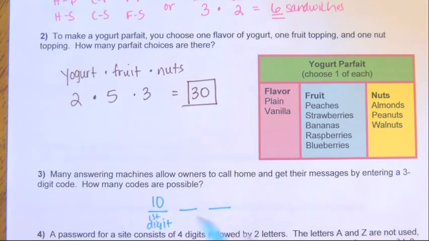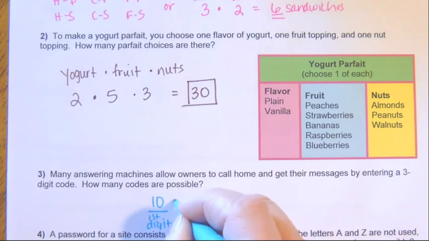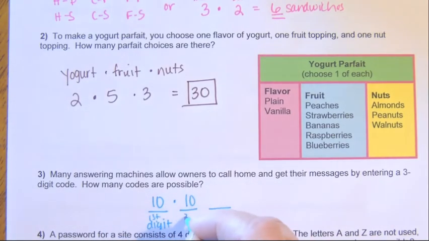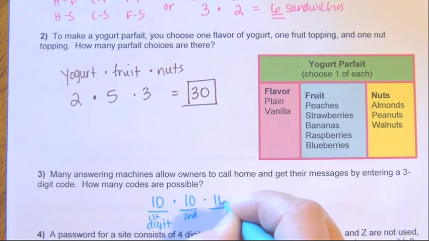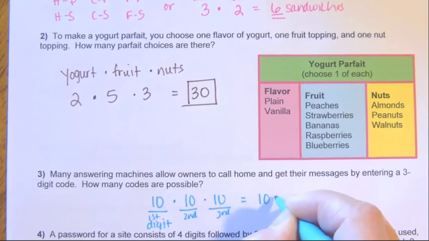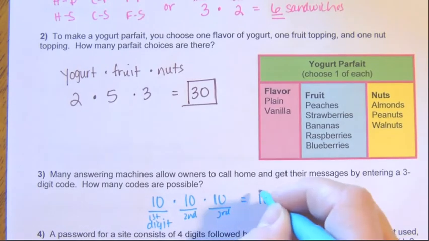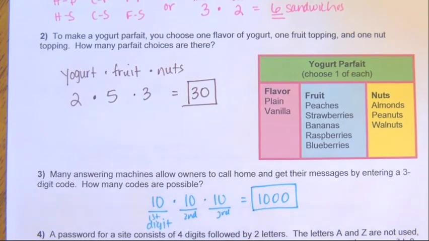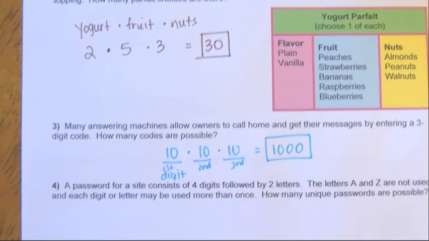And it's okay if we repeat them. It didn't say we can't repeat, so if I want my password to be 222, I can. So there's 10 possible for the second digit, and then there's 10 possible for the third. If you multiply those together, it's possible to get 1,000 different codes.